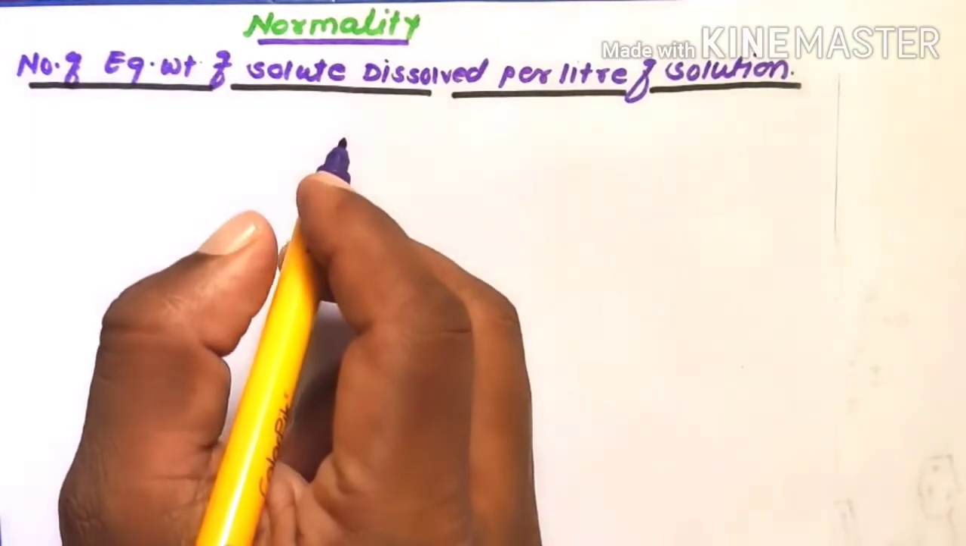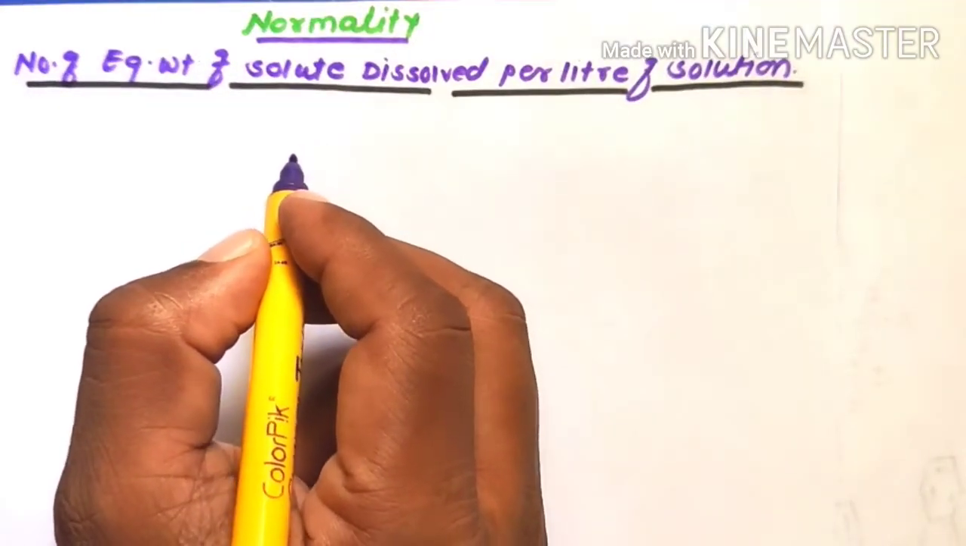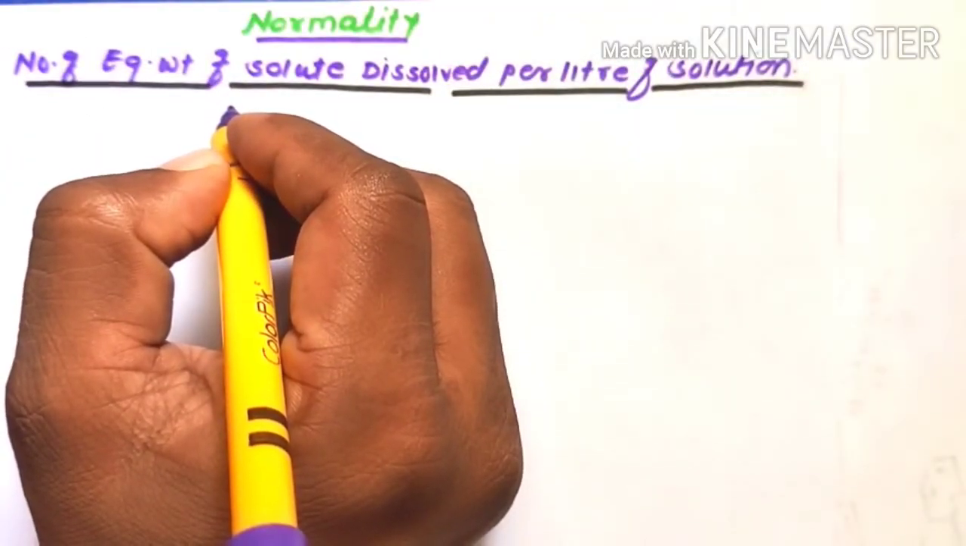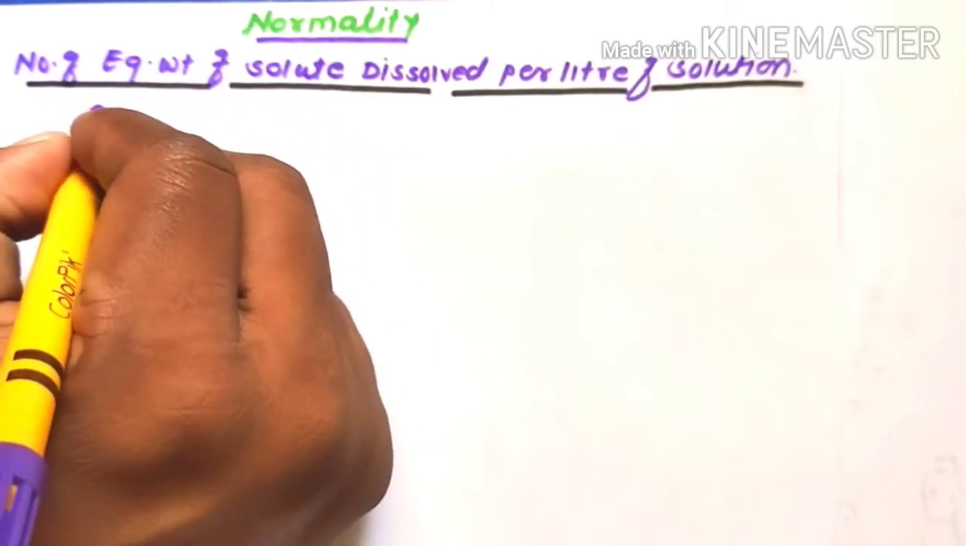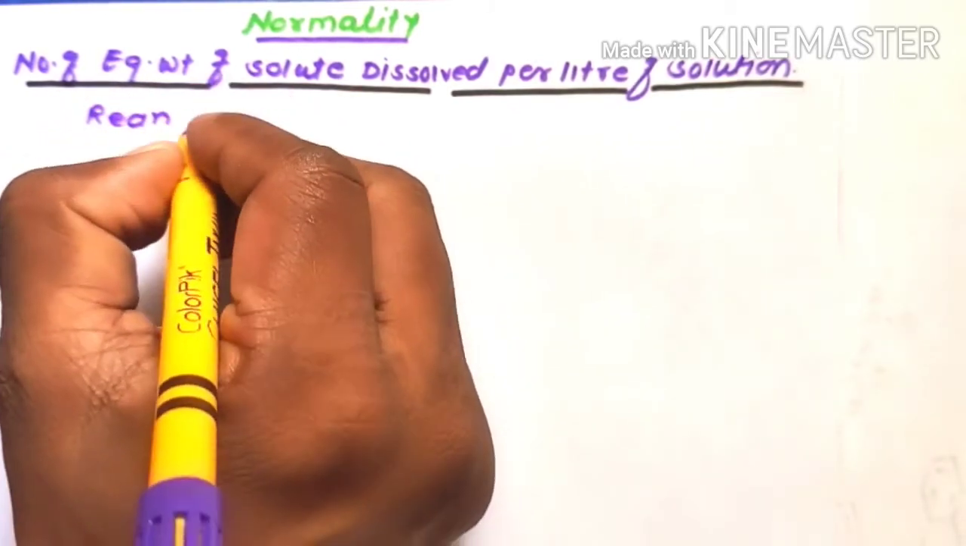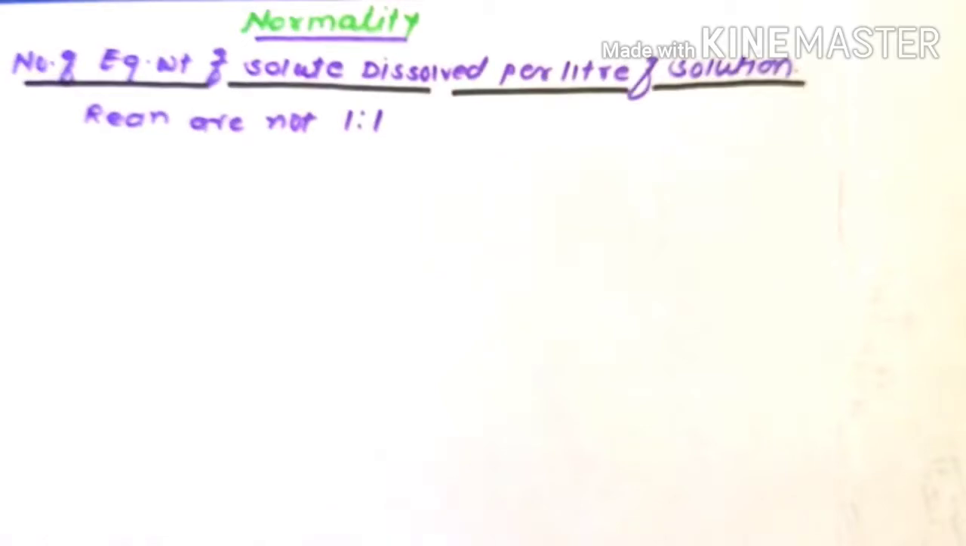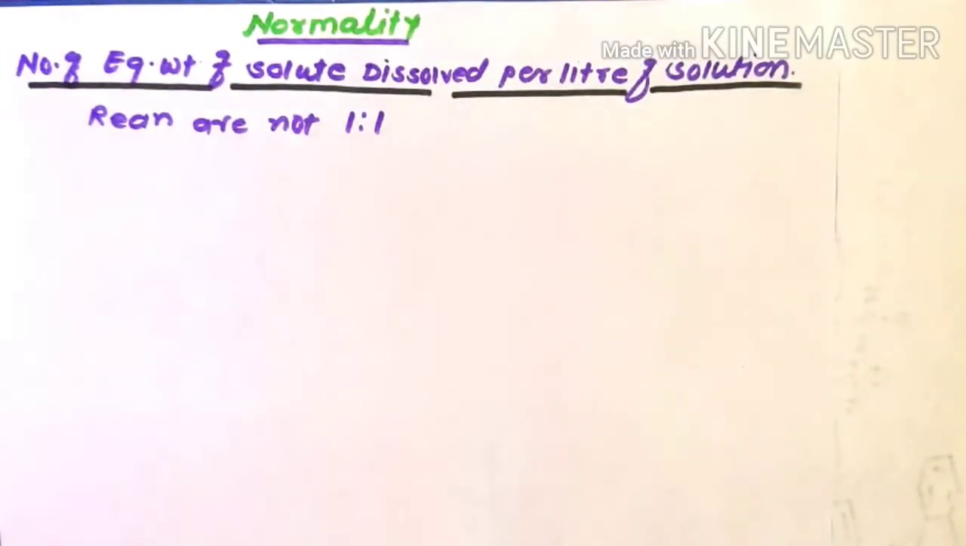The normality is basically used where reactions are not in 1:1 ratios. Where reactions are not in a 1:1 ratio, calculations are quite often based on the normality. That is, the normality of a solution is equal to the number of equivalents of the substance per liter of the solution.